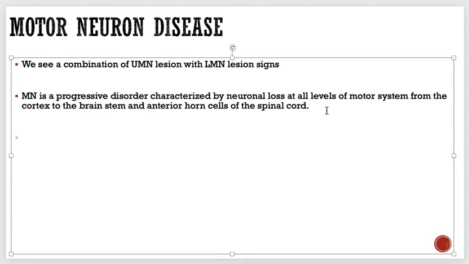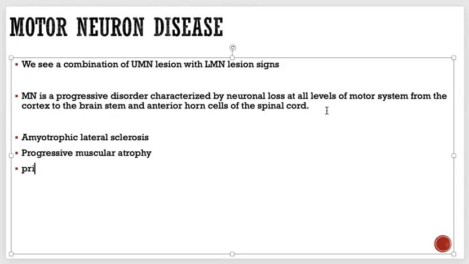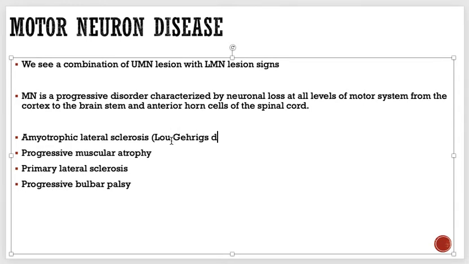Now there are different forms of motor neuron disease. One which we will study in more detail is called amyotrophic lateral sclerosis. There is progressive muscular atrophy, there is primary lateral sclerosis, and there is progressive bulbar palsy. Now what are these basically? I will explain these things. As the name shows, amyotrophic lateral sclerosis is the one which is also called Lou Gehrig's disease. Guys, neurodegenerative conditions are a lot.